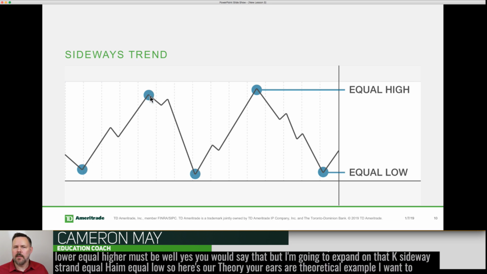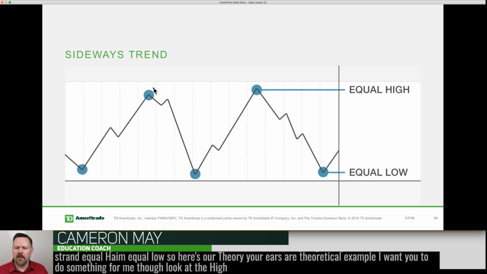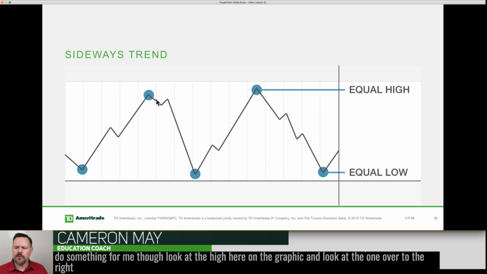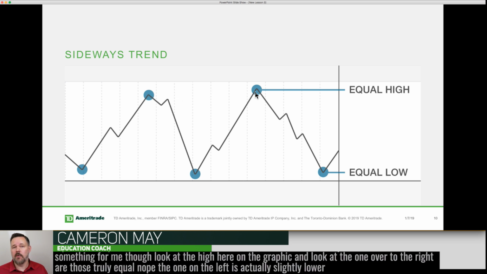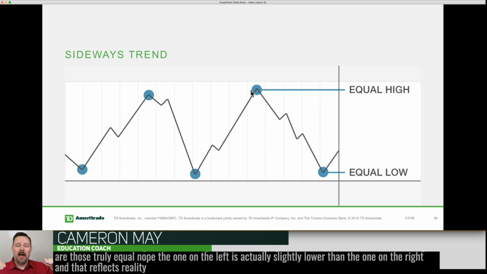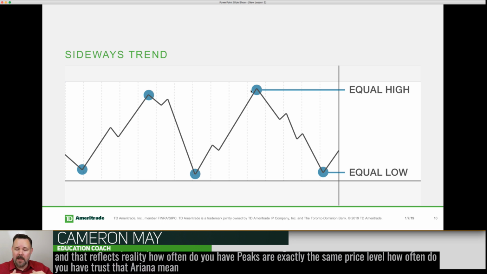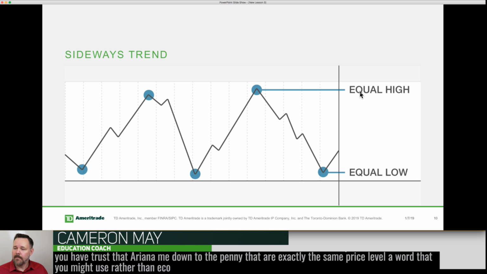So here's our theoretical example. Now, I want you to do something for me, though. Look at the high here on the graphic, and look at the one over to the right. Are those truly equal? Nope. The one on the left is actually slightly lower than the one on the right. And that reflects reality. How often do you have peaks that are exactly at the same price level? How often do you have troughs that are, down to the penny, exactly the same price level? A word that you might use rather than equal is similar. Okay? Similar highs and similar lows define a sideways trend.